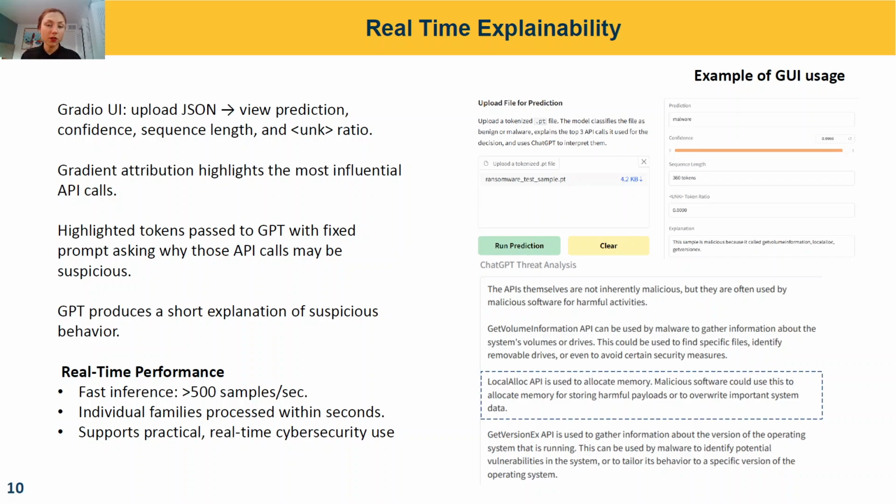Inference is over 500 samples per second, and even full families can be processed in just a few seconds, making the system suitable for real-time detection.